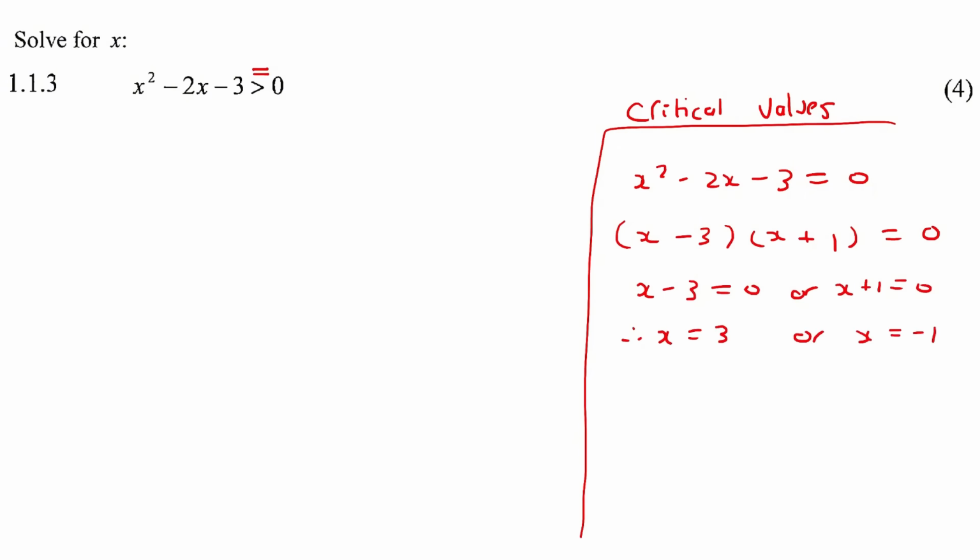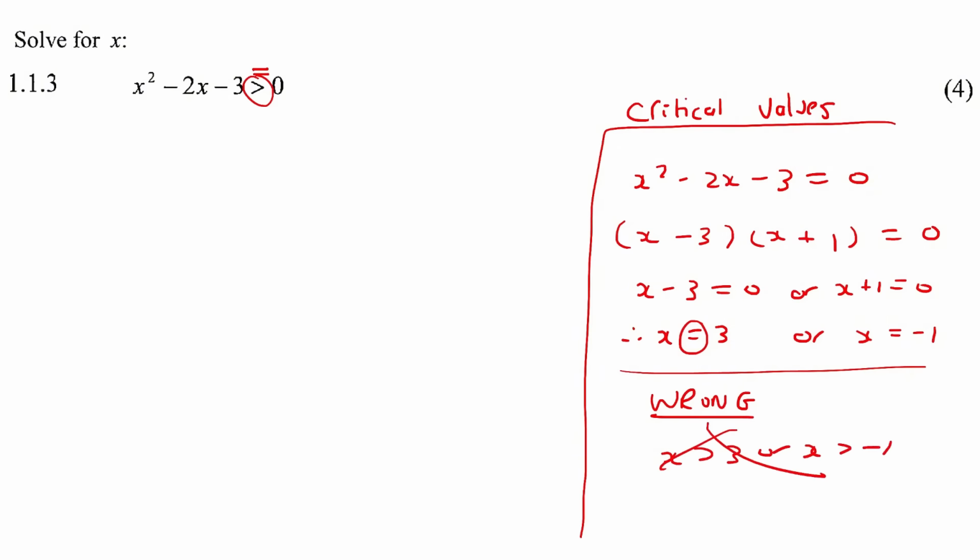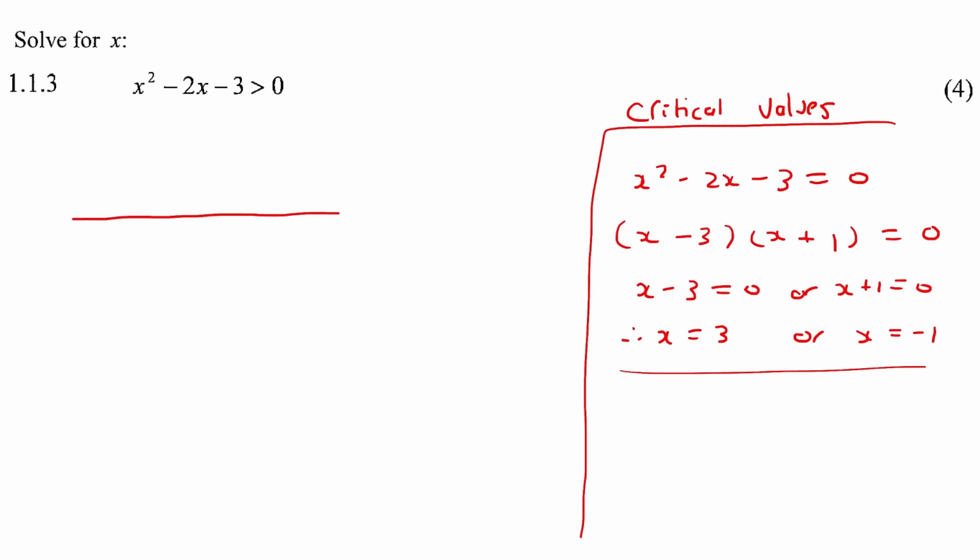What some learners do at this point, which is incorrect, is they'll just say, oh, okay, so we're just going to change this back to that now. So we're just going to say x is bigger than 3 or x is bigger than -1. Not correct at all. What you rather want to do at this stage is go draw a number line, and put these two numbers on that number line. So -1 would be on the left and 3 would be on the right.